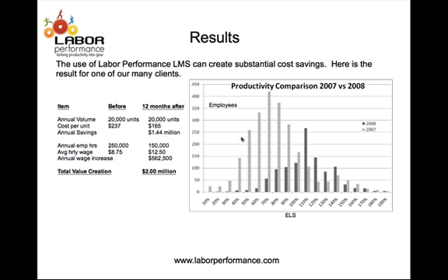And so you can see here, this is an actual graph of the productivity levels of the employees before and after. In 2007, the majority of people were performing below standard, and then in 2008 you saw the productivity curve shift dramatically to the right.